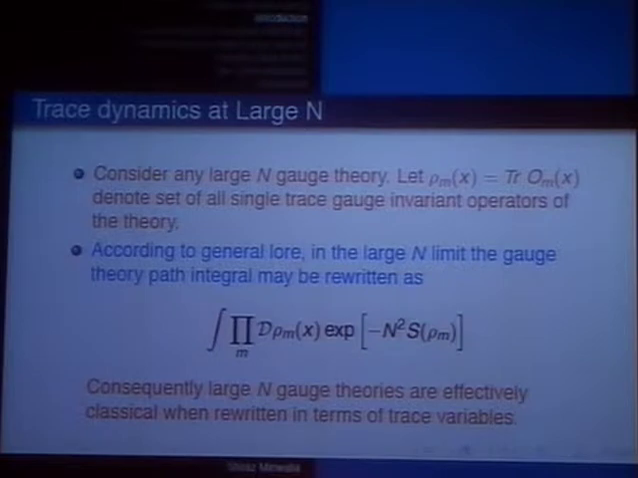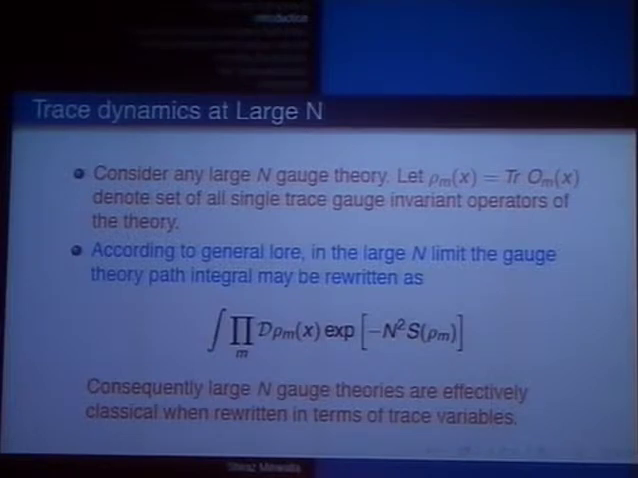So, the introduction. Consider any large N gauge theory, and let rho_m of x denote the set of single trace gauge invariant operators of the theory. According to general lore on the behavior of large N gauge theories, it should be possible to rewrite the path integral of this theory in terms of these trace variables in the following form. A path integral over the trace variables times exponential of minus N squared times some function of these trace variables, appropriately normalized. That should have had a 1 over N there.